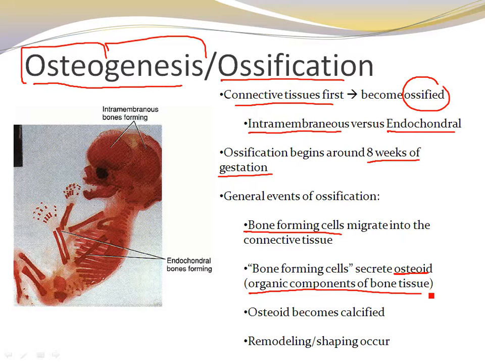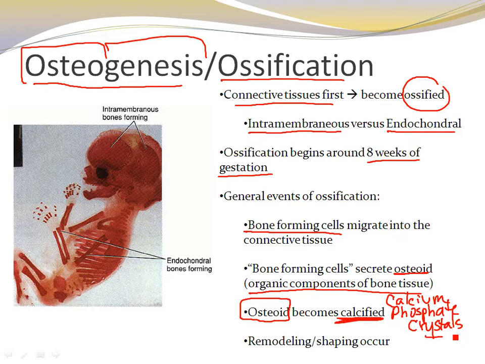That's still a soft type of tissue, and then that osteoid has to become calcified. So Dr. Pradhan, in the very first lecture, told you how the bone matrix contains a lot of calcium phosphate crystals. That's what largely gives it its hard consistency. So that softer osteoid, all this calcium phosphate gets deposited in there, kind of like a rock, more or less, and it becomes calcified.